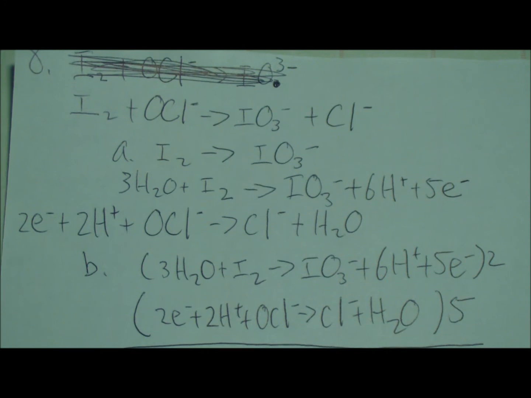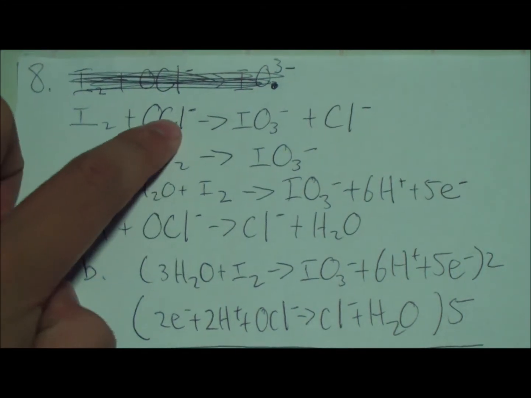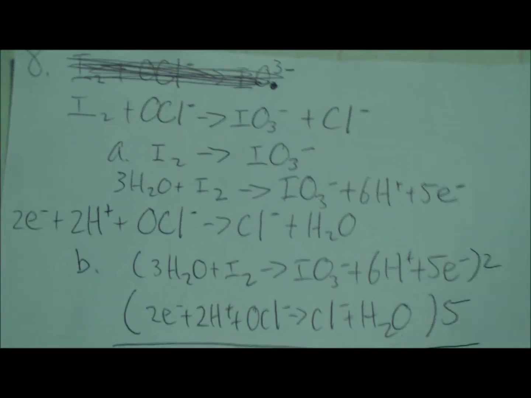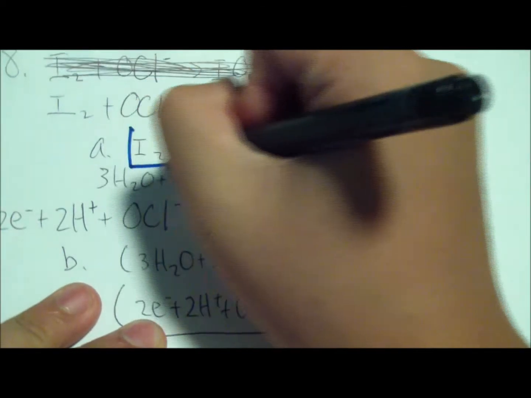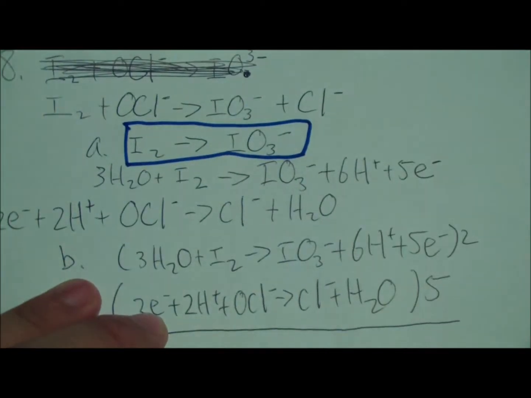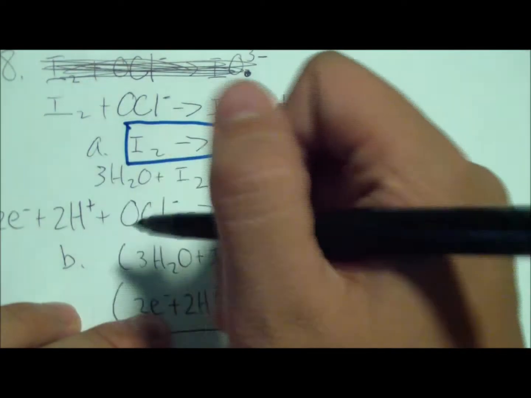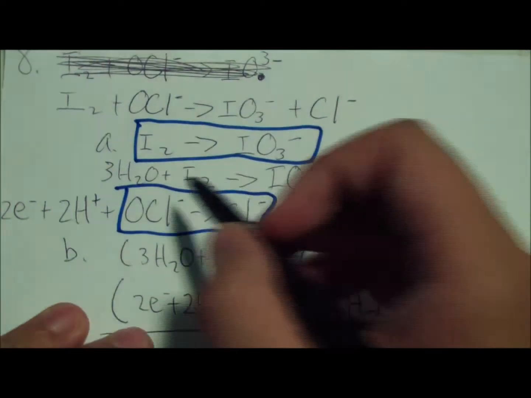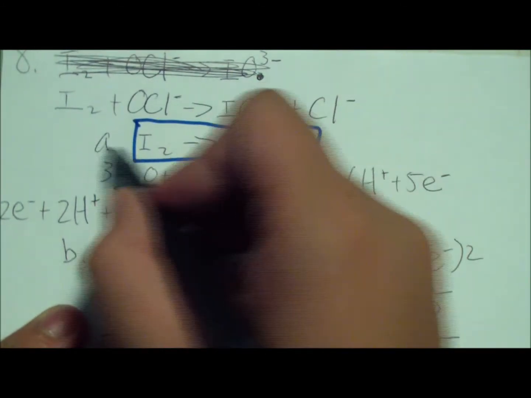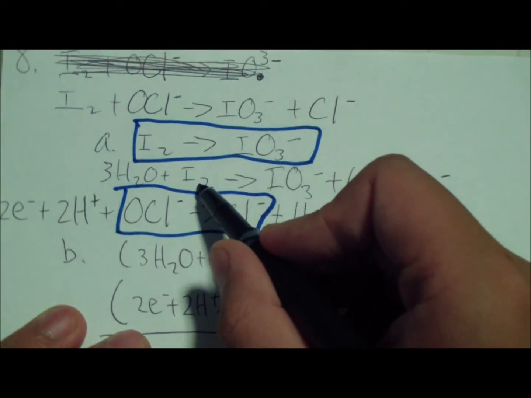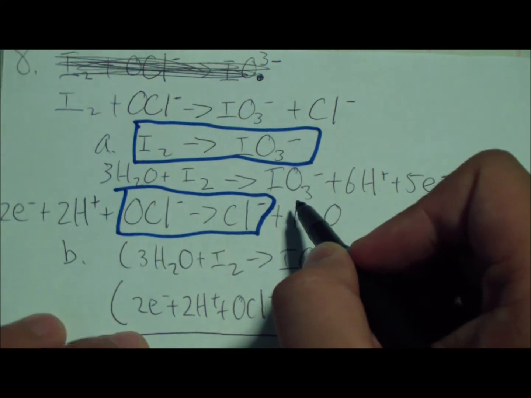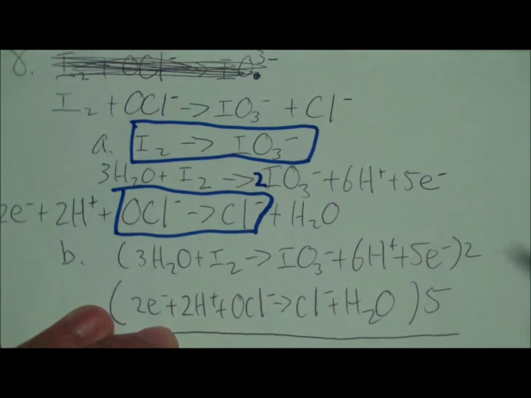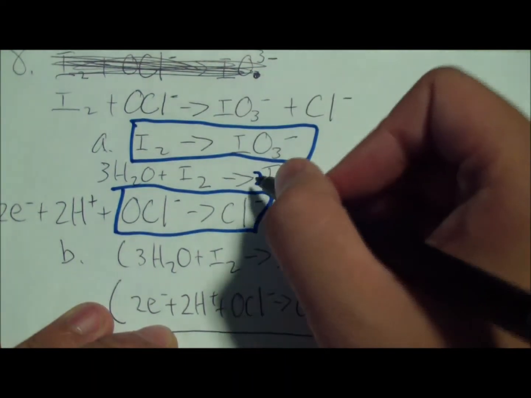Yeah, so it's I2 plus OCl minus equals IO3 minus plus Cl minus. Okay, first half reaction will be I2 going to IO3 minus. And the second one will be OCl minus going to Cl minus. Right here I rewrote it because I don't have much space up there. Okay, so I have I and I have I here. Oh shoot, I forgot to balance, so I need to balance it first. So it's 2 over there because I have 2 over here.